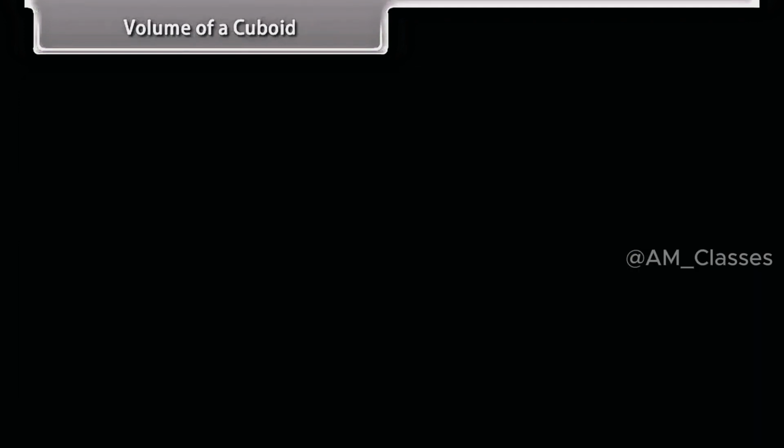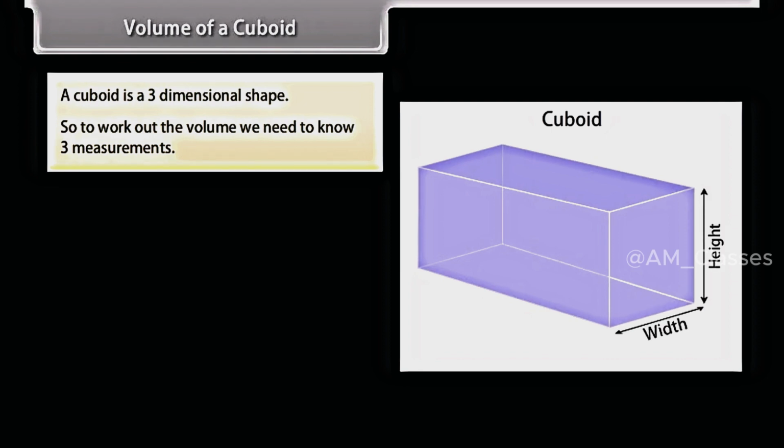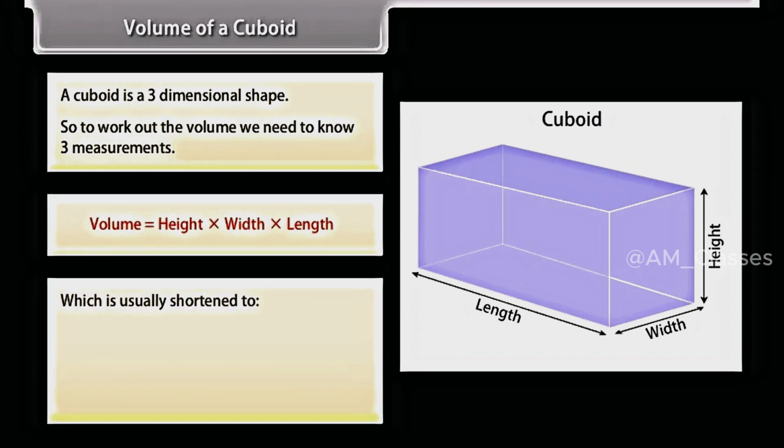Volume of a cuboid. A cuboid is a three-dimensional shape. So, to work out the volume, we need to know three measurements. Look at this shape. There are three different measurements: height, width, length. The volume is found using the formula height times width times length, which is usually shortened to V = h × w × l, or more simply, V = LWH.